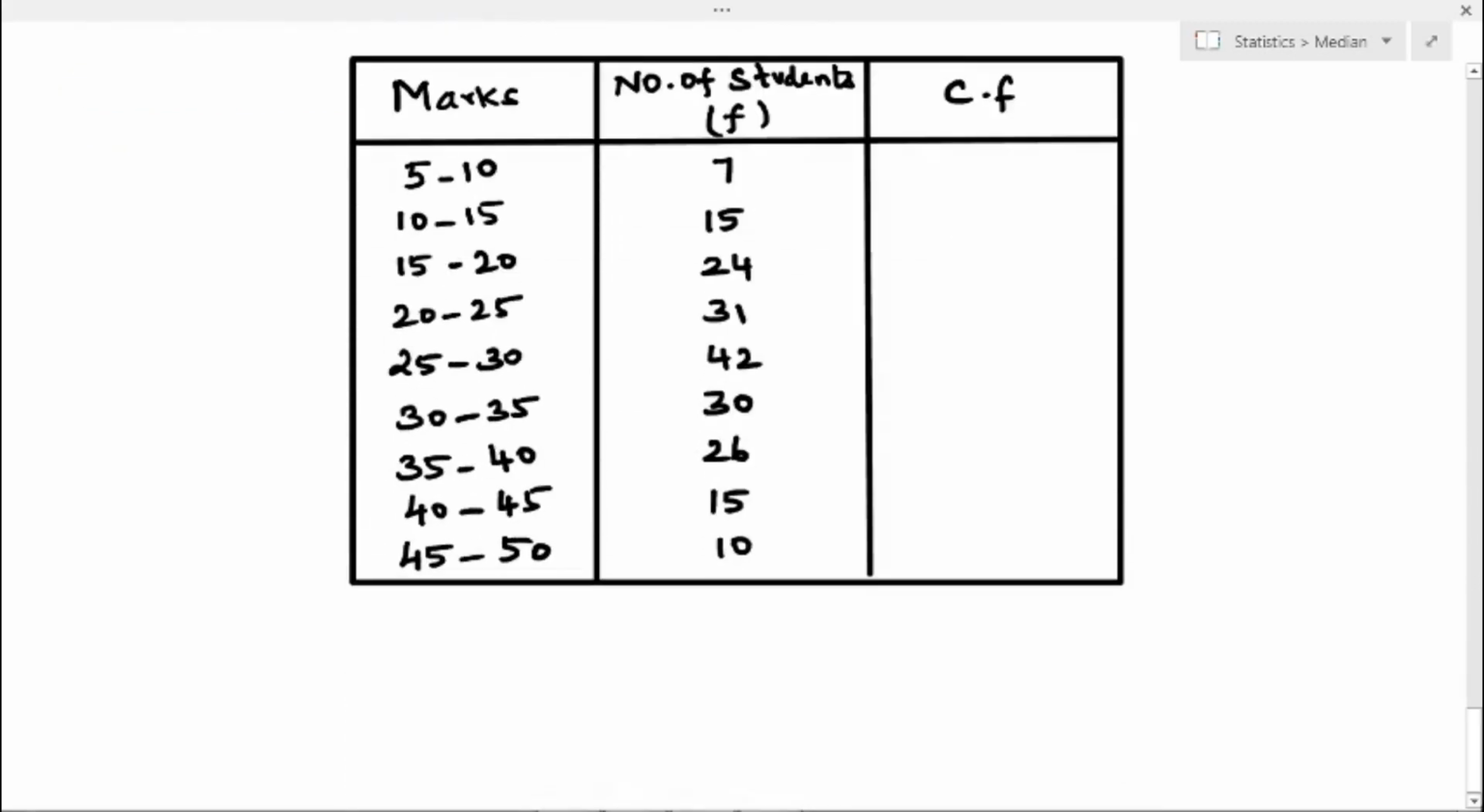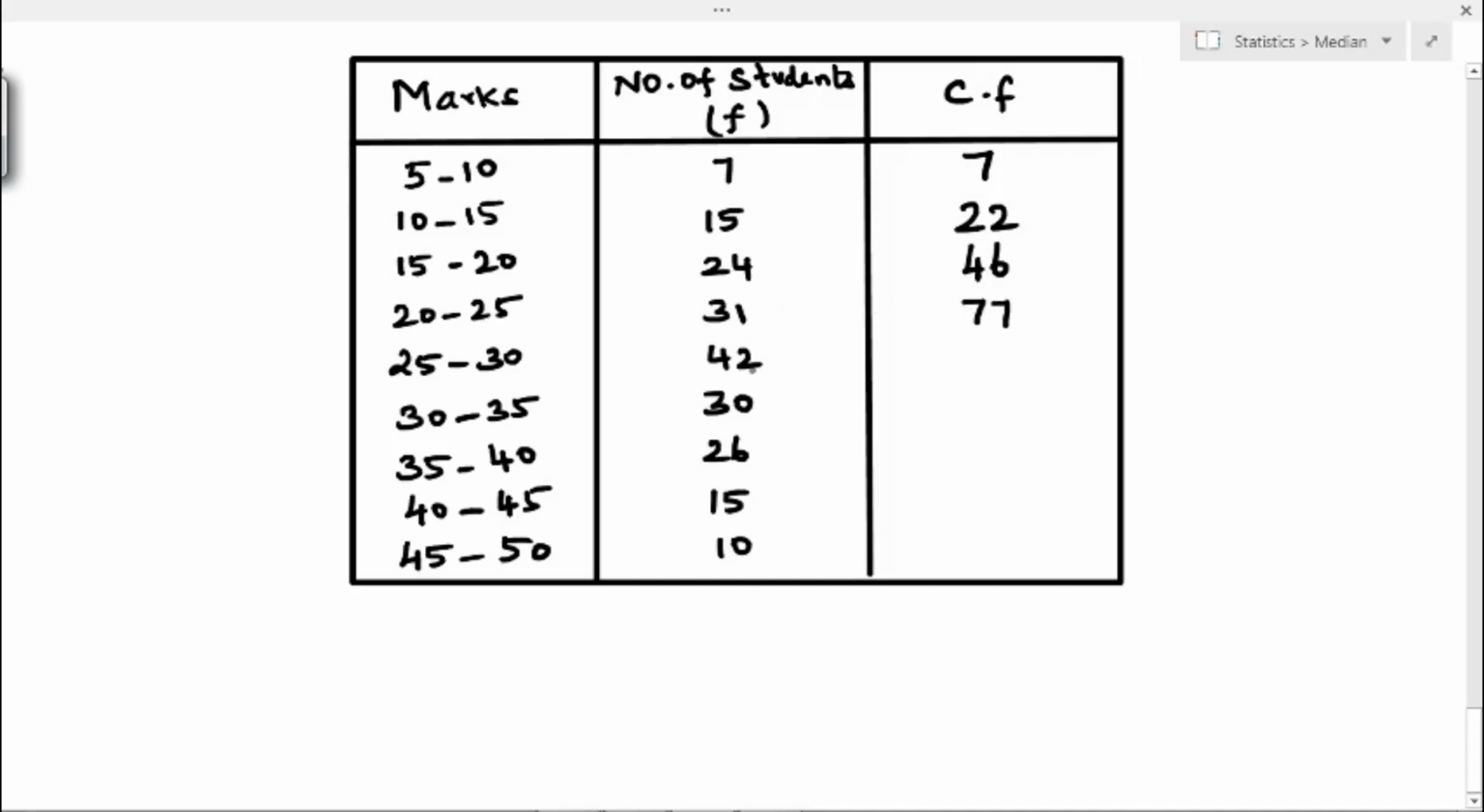So I have written the table again with the marks, number of students and cumulative frequency. First we start with 7. So here the frequency value is 7. Next we add 7 plus the next frequency value, 15. So 15 plus 7 is 22. Next, 22 plus the next frequency value 24, that is 46. Now 46 plus the frequency 31, so 46 plus 31 is 77.